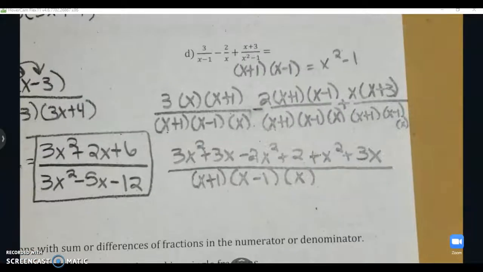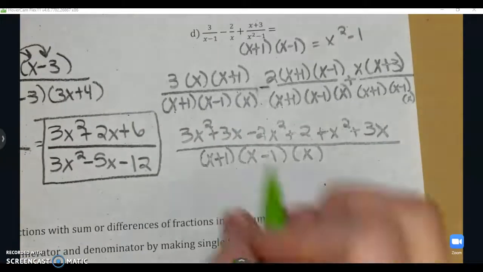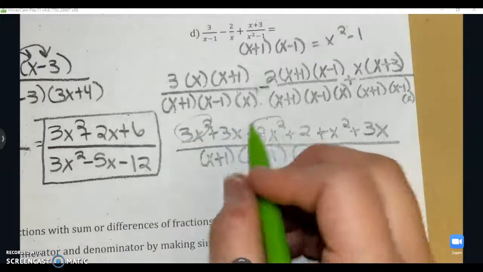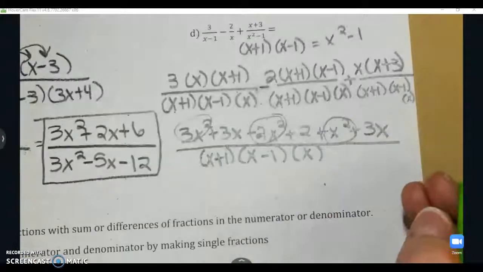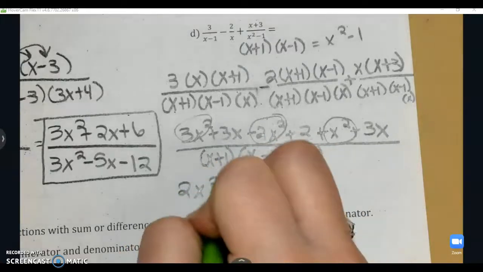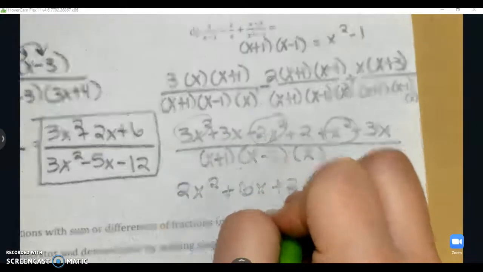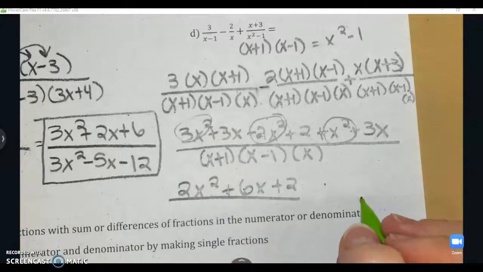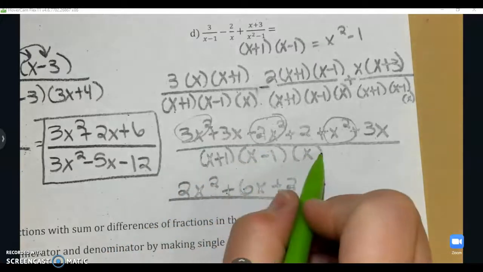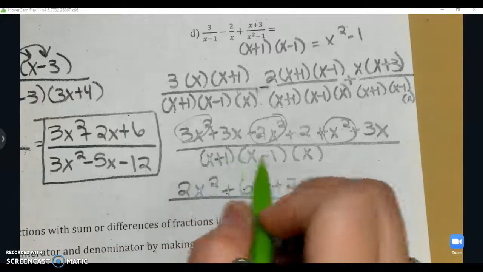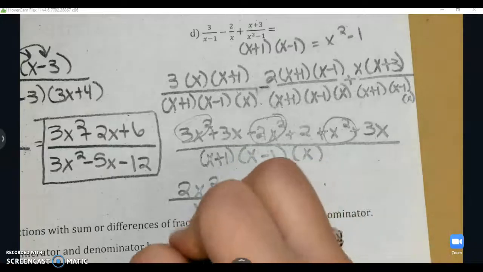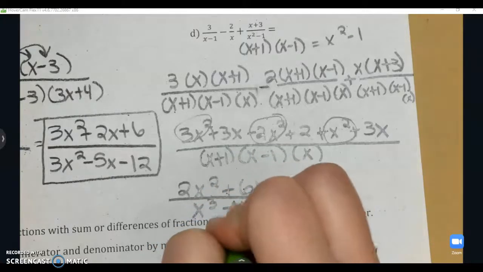So let's combine our like terms in the top. 3x squared minus 2x squared plus x squared is going to give me 2x squared. 3x plus 3x gives me 6x plus 2 over my denominator. Again, this is going to be x squared minus 1. Sorry, these two give me x squared minus 1. Distribute that x, I get x cubed minus x.